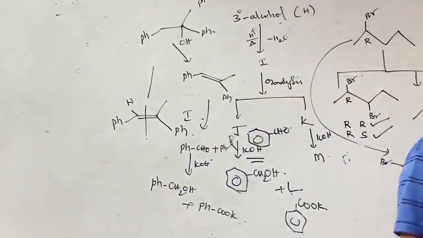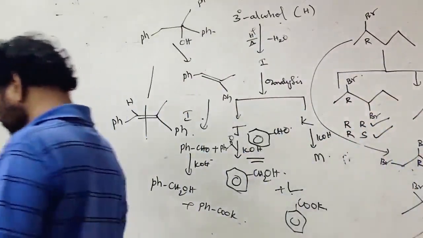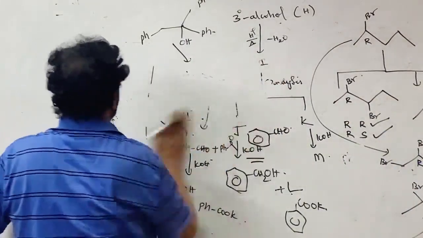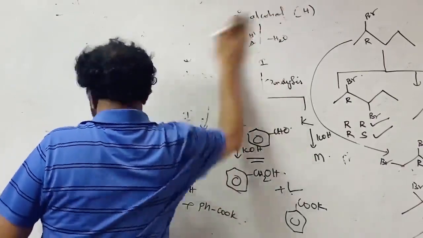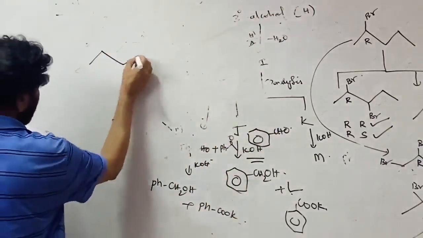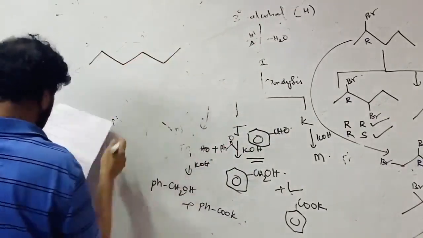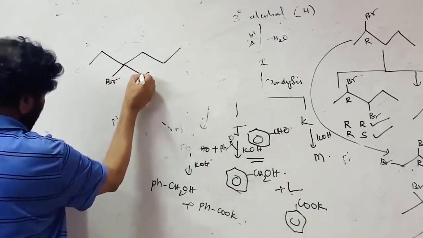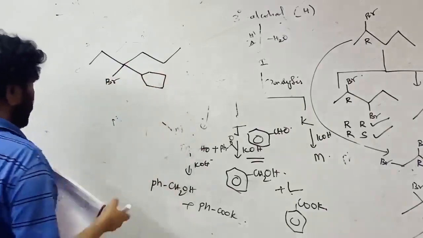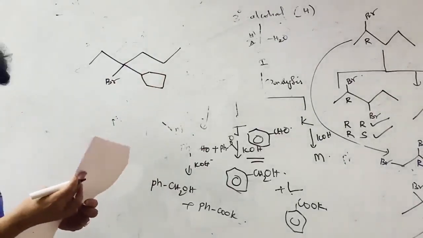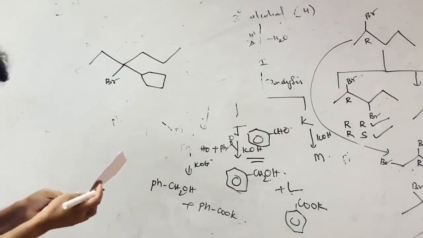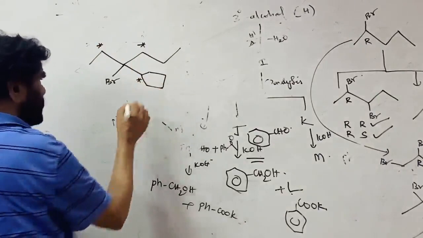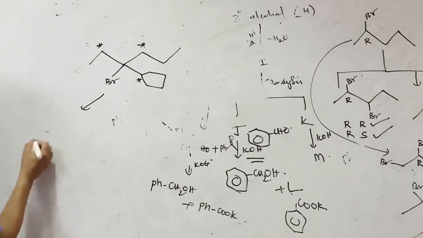Next, some compound is given, and it is asking to find the total number of alkenes possible by the dehydrobromination of this compound. See, dehydrobromination of this compound. Let me write the hexane system: 1, 2, 3, 4, 5, 6. That is 3 bromo, 3 bromo, 3 cyclopentyl hexane, using alcoholic ammonia. This is beta center. This is beta center. This is beta center. So write the position isomers first.